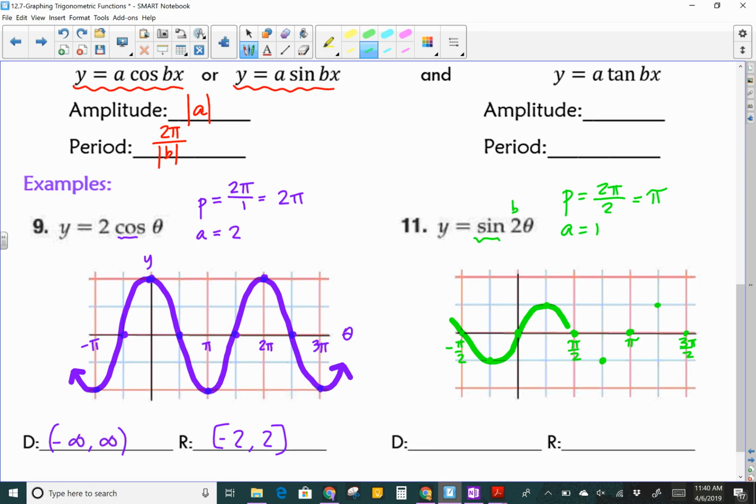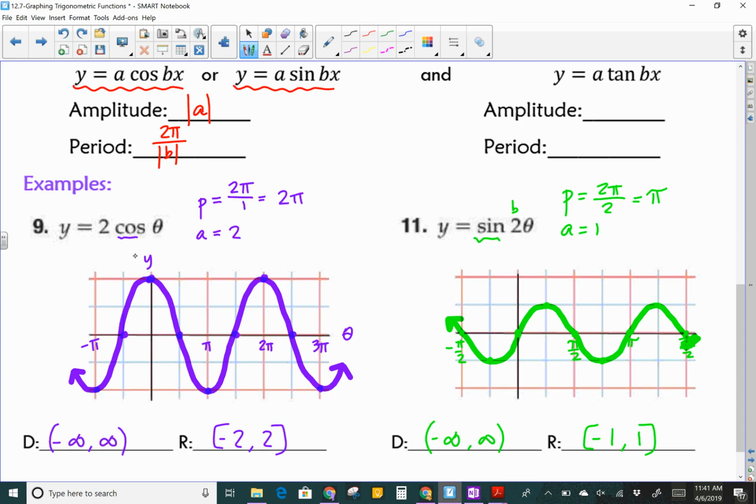The other thing you do want to make sure you know is that this is a curve. So there shouldn't be any kind of straightness to it. Okay, domain, negative infinity, positive infinity, range, -1 to 1. Okay, all right, one more example.